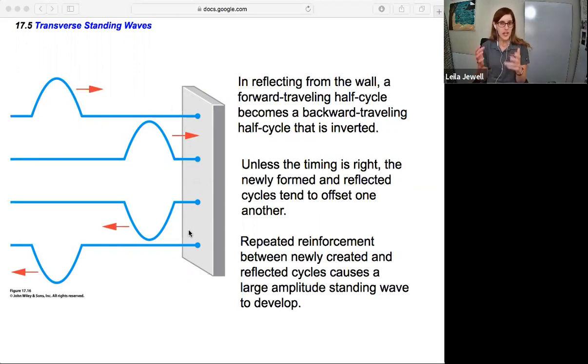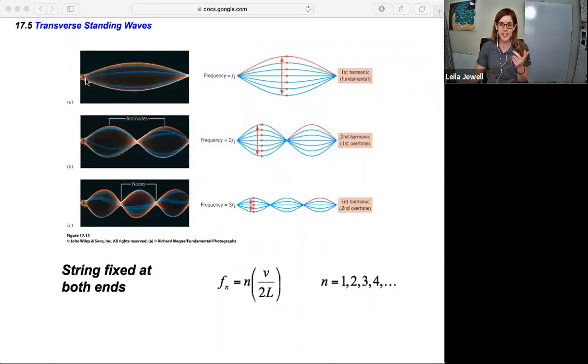Now, unless the timing is just right, it tends to be that the reflected wave and the incoming wave just kind of offset each other, right? But if you time it just so, you can get to where they actually reinforce each other. And if you can get repeated reinforcement at just the right timing, you can cause a large amplitude standing wave to develop. So that by just creating a little pulse on the end, that wave, instead of being a tiny little pulse over here, becomes a giant standing wave with this clear frequency that sounds.